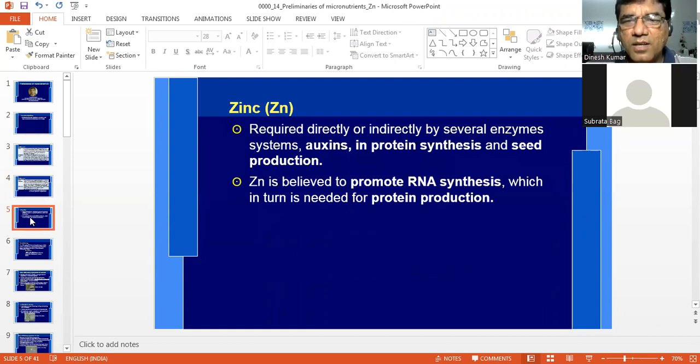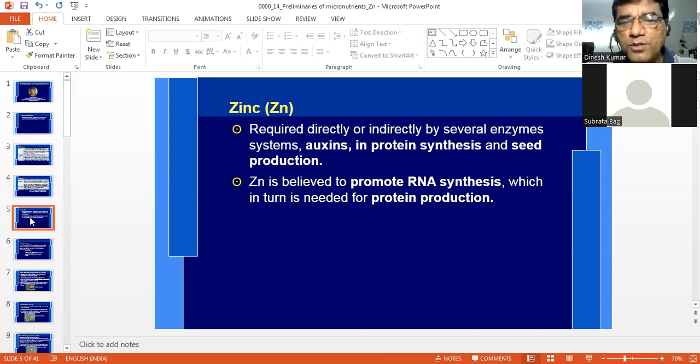Now, the major role of zinc is that it is required by several enzymes, like auxins, in protein synthesis and seed production. It is also necessary for production of indole acetic acid, IAA. Zinc is believed to promote RNA synthesis, which in turn is needed for protein production. If you know the different steps of protein synthesis, then you know how it is accomplished. So for RNA synthesis, zinc is necessary.